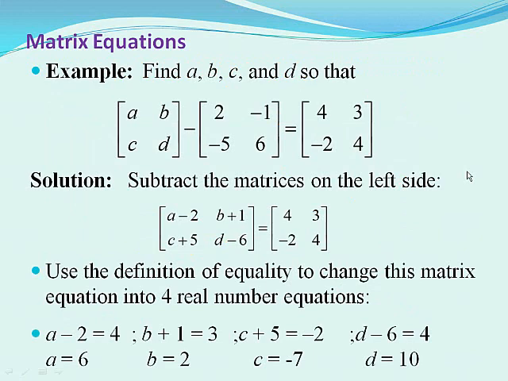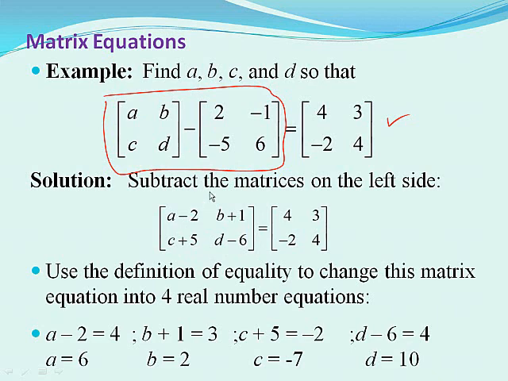Matrix equations. We need to find the 4 variables A, B, C, D so that this matrix equation is true. Notice that the first matrix will have its entries given by variables. What we are going to do is this matrix operation here, which is subtracting 2 same size matrices. Both of them are 2 by 2. When I subtract the corresponding entries, I will get A minus 2, B plus 1, C minus 5, which will be C plus 5, D minus 6, which will be D minus 6.